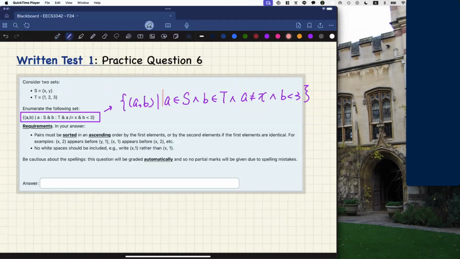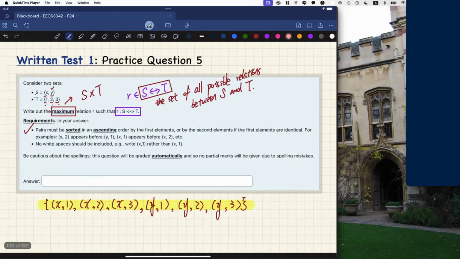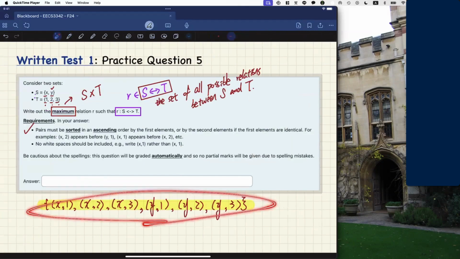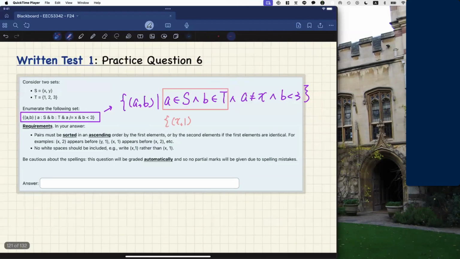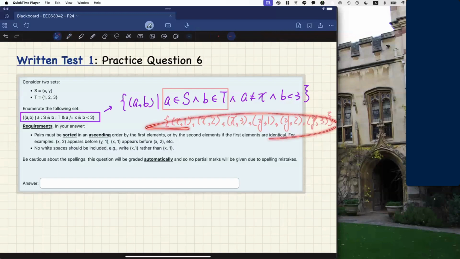Considering just this part over here, we get the following set of ordered pairs. Actually, that's exactly this one here, if you can see. Let me just write it down first. We have X1, X2, X3, and also Y1, Y2, Y3. This set of ordered pairs corresponds to the first part over here.